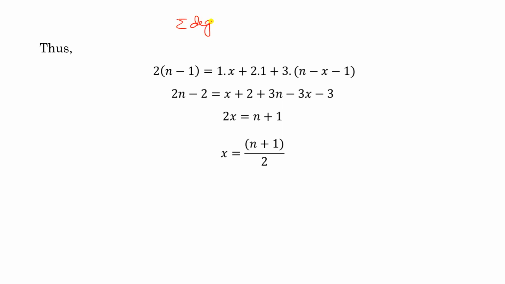Sigma degree of vi equals twice e. Here e equals n minus 1, so I have written here 2(n minus 1). This is the term twice e. Look at this, x vertices are there of degree 1, so 1 into x. Only one vertex is there with degree 2, so 2 into 1. And n minus x minus 1 vertices are of degree 3. So in this way you can write this expression. If you simplify this expression, then you will get x equal to (n plus 1) by 2. So in this way you can prove this theorem.